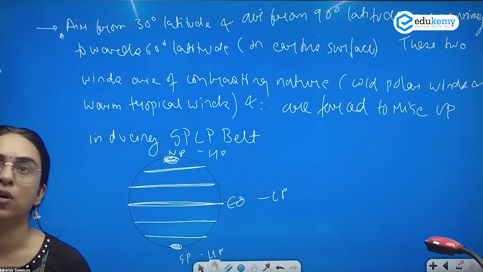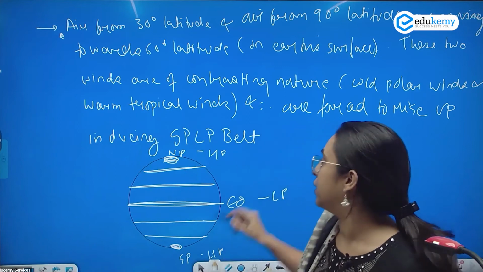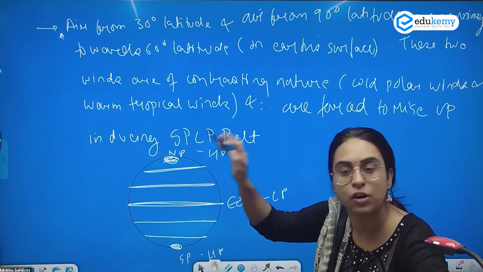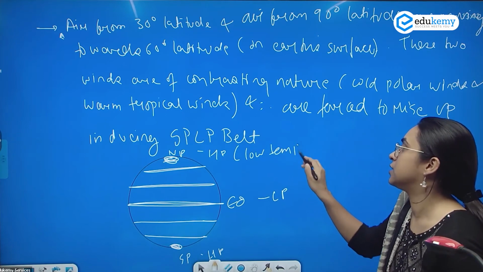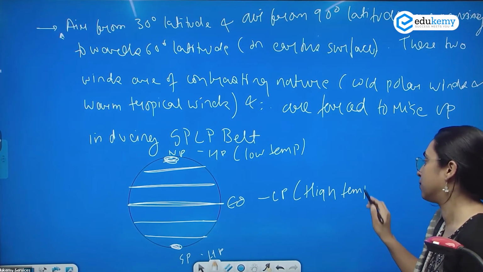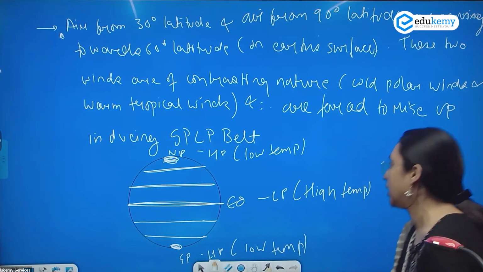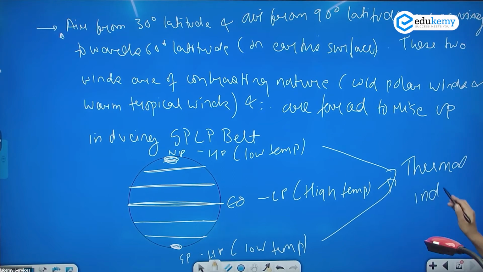Because wind is falling there, from above, it's not that the high pressure is there because of this. This high pressure is already there because of the low temperature. This is low pressure because of the high temperature. This is high pressure because of the low temperature. And therefore, these three are thermal induced.